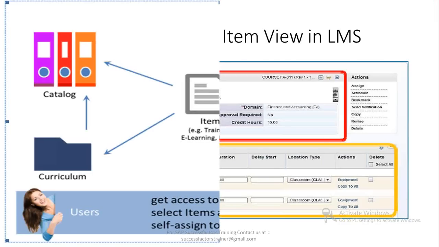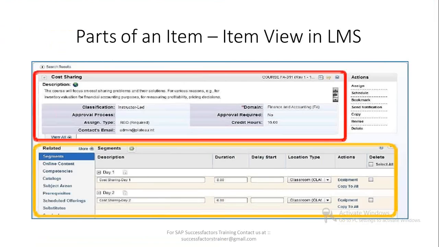Okay, and this is how a training item looks. The screen looks similar to that of a user record. You have core area, actions, related more, except for the difference that the icon differs, that you can see near the core red area next to cost sharing. You see there is a different icon being displayed showing that this is a training item. Perfect. This is about the parts of a training item, how it looks in LMS.